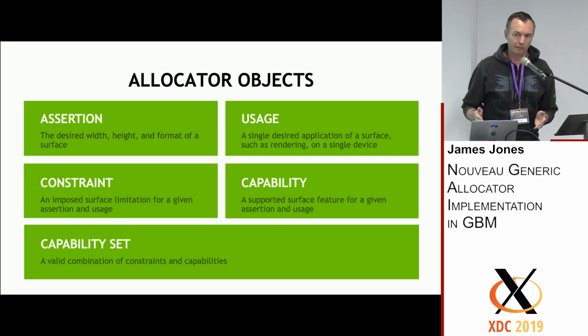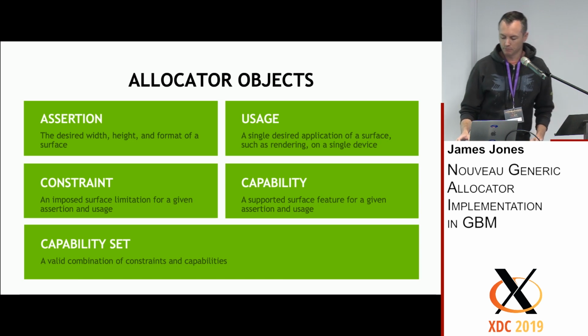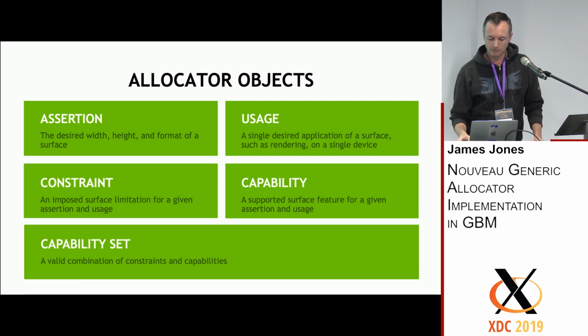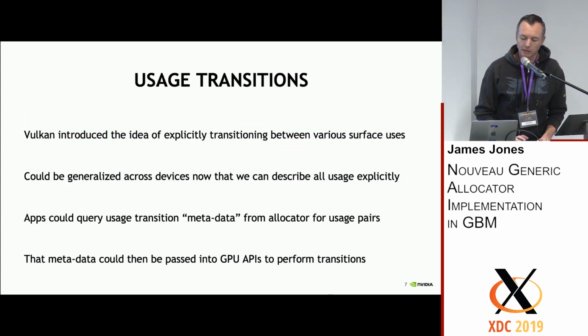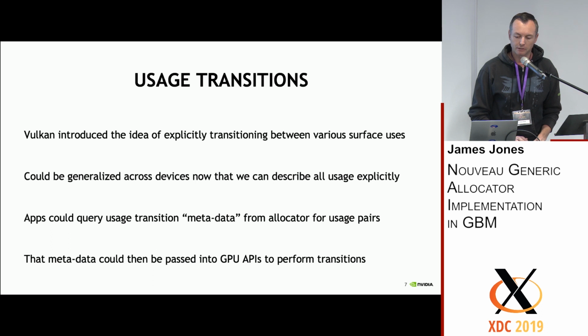You would get no capability sets out of that, and then you would know that those particular sets of usages were not compatible, and you would have to introduce, say, a copy or a blit somewhere in the system to make your particular use case work properly. So those were the parts of the API that I actually prototyped and demonstrated in 2017.